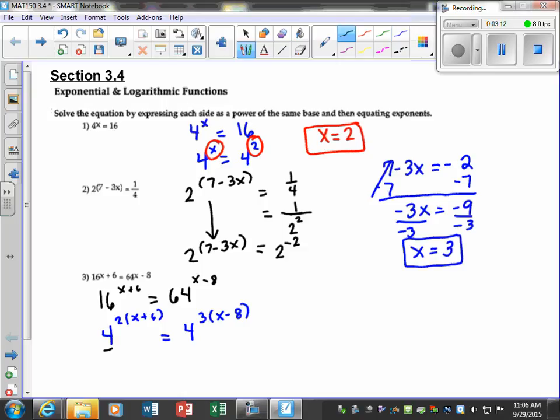And when these bases match, we can set the exponents equal to one another. So let me move this out the way. So we can now evaluate 2 parentheses x plus 6 is equal to 3 times x minus 8. So let's go ahead and distribute this out and solve. 2x plus 12 is equal to 3x minus 24.